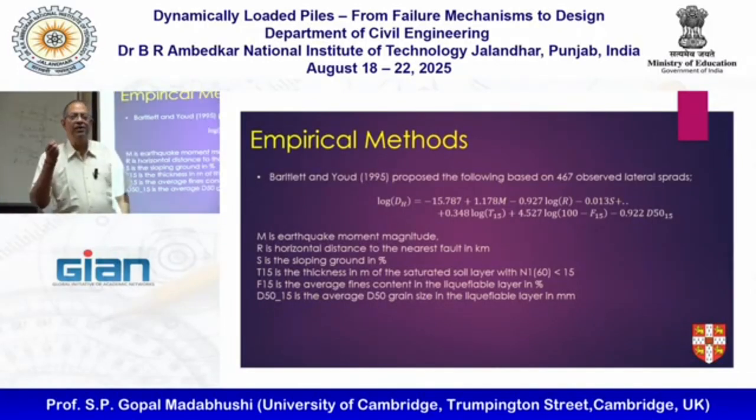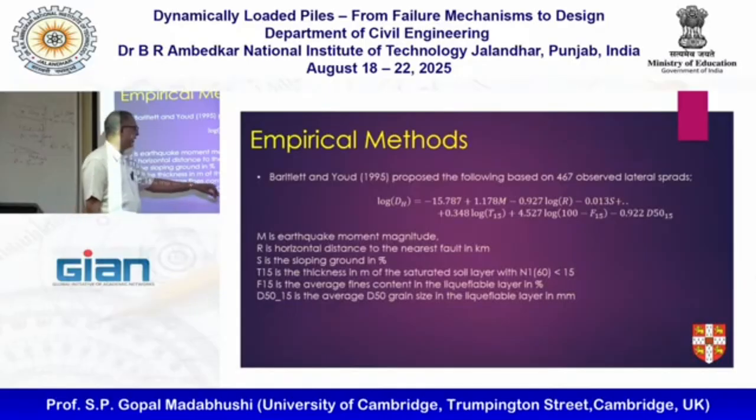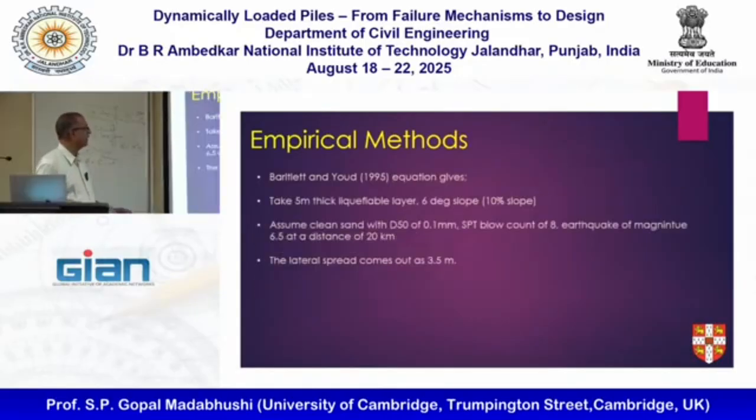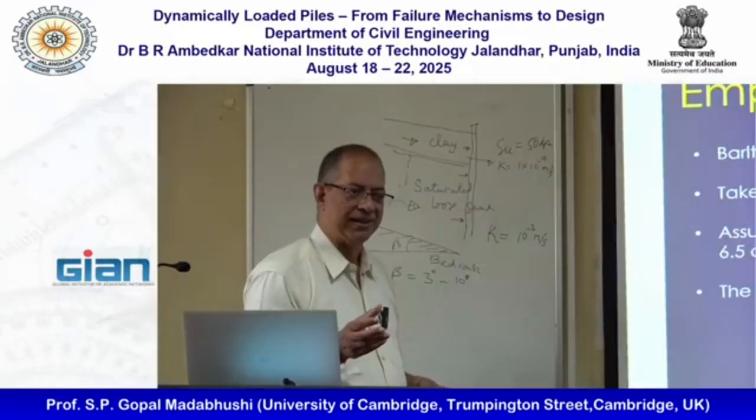So if I have 30, 40, 50% of fines content, then the liquefaction potential drops. The smaller the fines content, the easier to liquefy; clean sands are the easiest to liquefy. And I think that was covered. D50 sub 15 is the average grain size. I did one calculation, 100 or 500 millimeters.